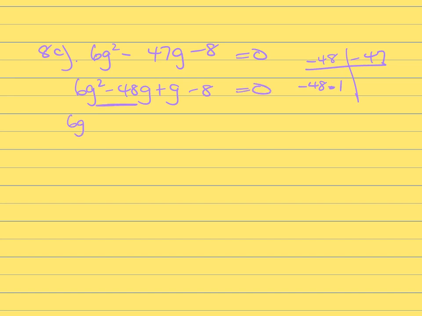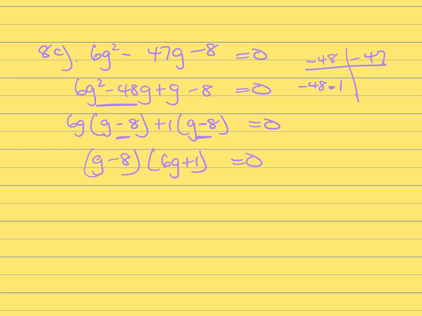6g is common here, so you're left with g minus 8, plus 1 is common here, left with g minus 8. So g minus 8 is common to both. G minus 8, 6g plus 1 equals 0. And now we write the proper statement, either g minus 8 equals 0 or 6g plus 1 equals 0. That will give us g equal 8 or g equal minus 1 over 6.